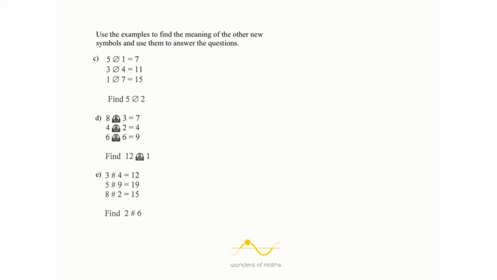Here, the pattern is to double the second term and then add that to the first term. So, for 5 and 1, we need to double 1 to get 2, and then add this to 5 to get 7. For this part of the question, we need to do the same thing with the numbers 5 and 2. So we need to double 2 to get 4, and then add 4 to 5 to get our final answer of 9.